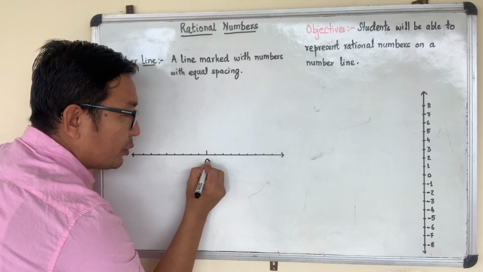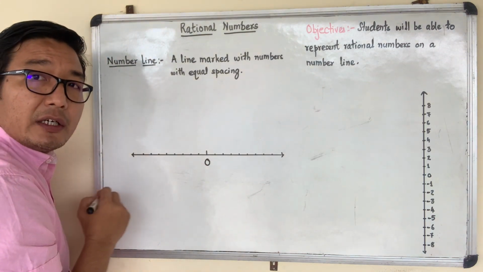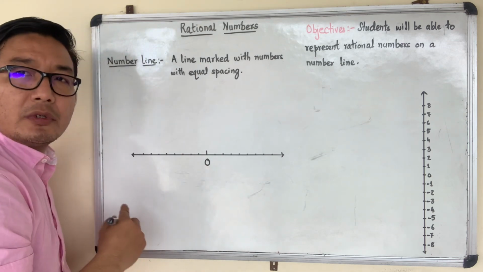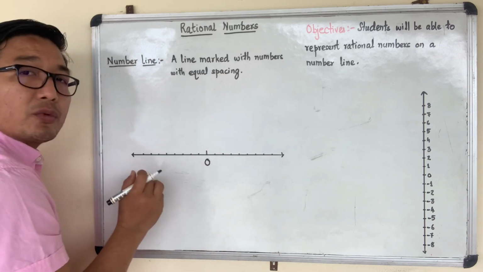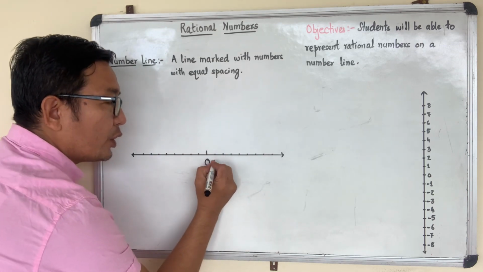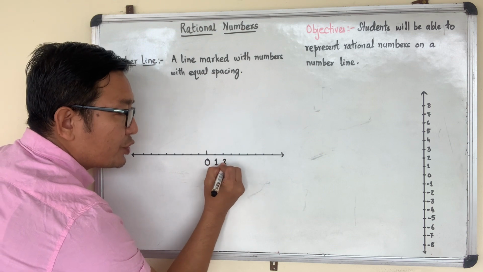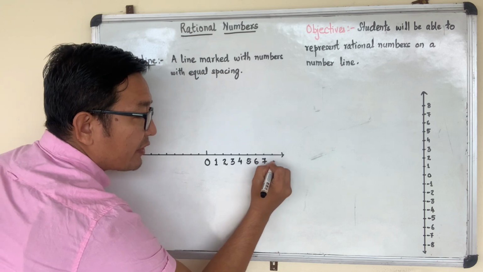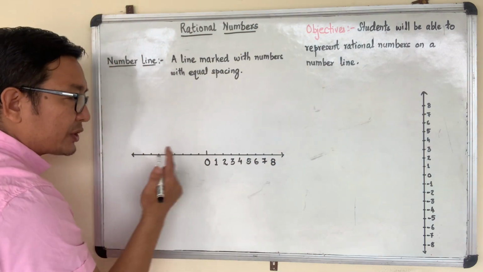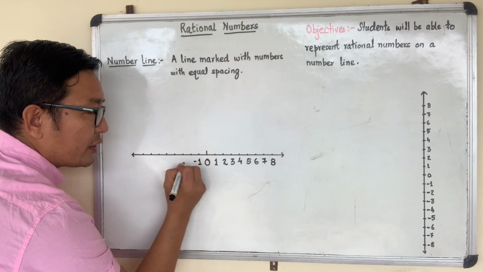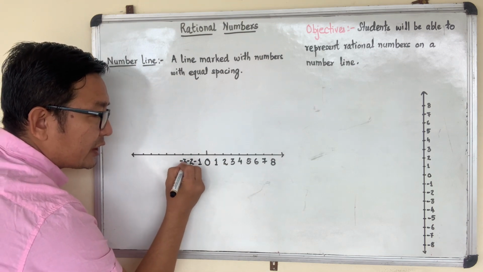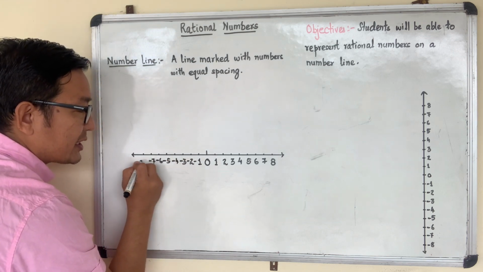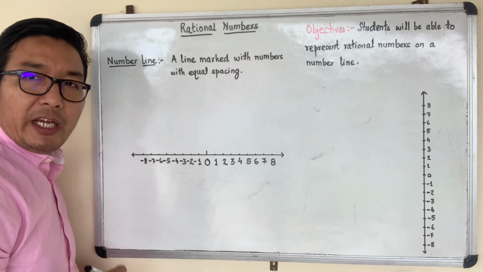0 is marked at the center and this is called the origin of the number line. With equal spacing we mark the numbers as 1, 2, 3, 4, 5, 6, 7 and 8. And towards the left also we have the numbers -1, -2, -3, -4, -5, -6, -7 and -8.